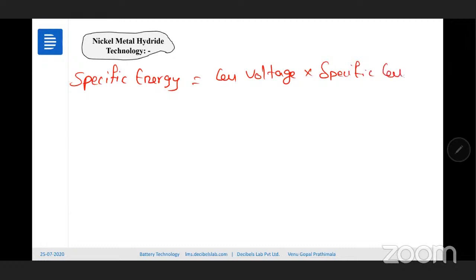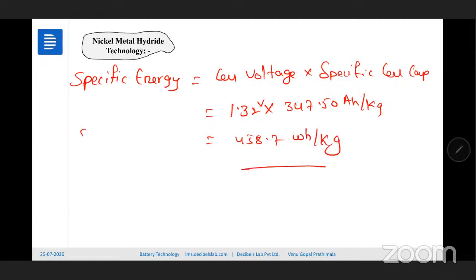Okay, so now we'll calculate the specific energy. Specific energy equals cell voltage into specific cell capacity. We got cell voltage, I hope, as approximately 1.32, and now we got 347.5 amp hour per kg, and this is in volts. So it is 1.32 into 347.5, which gives 458.7 watt hour per kg. Okay, this is the specific energy.